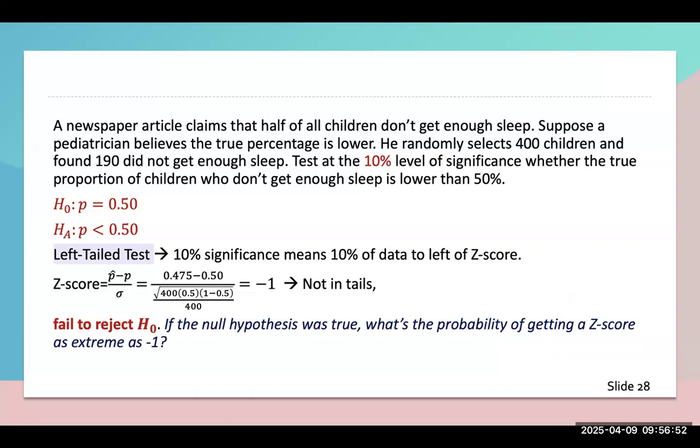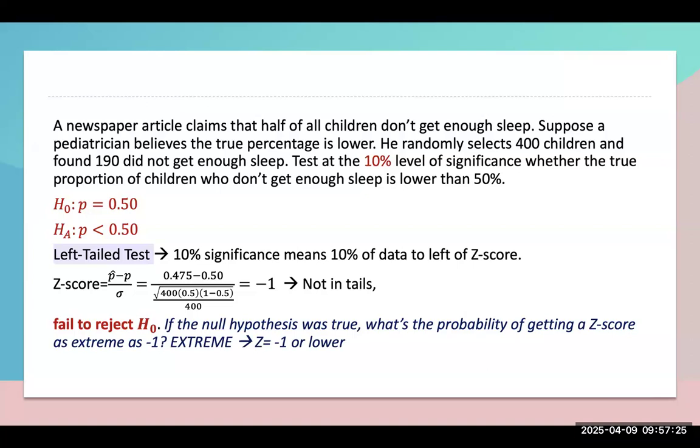Now let's find the p-value. If the null hypothesis was true, what's the probability of getting a z-score as extreme as negative 1? What do we mean when we say as extreme as negative 1 in a left-tailed test? Extreme means negative 1 or lower. So we need to find the probability of getting z is equal to negative 1 or less than that.